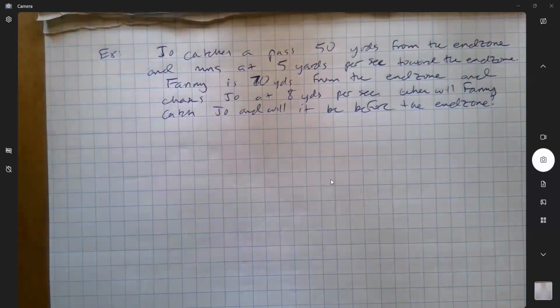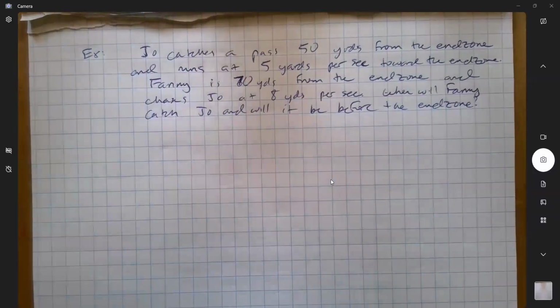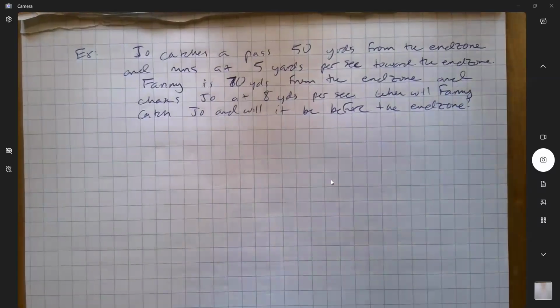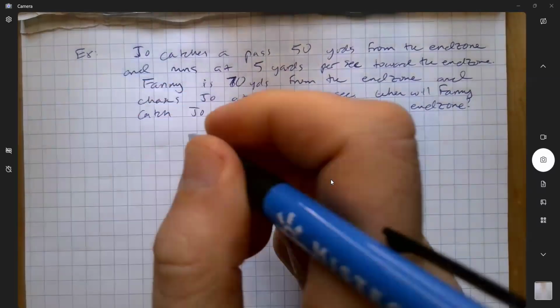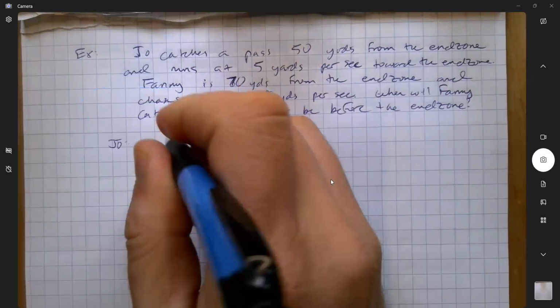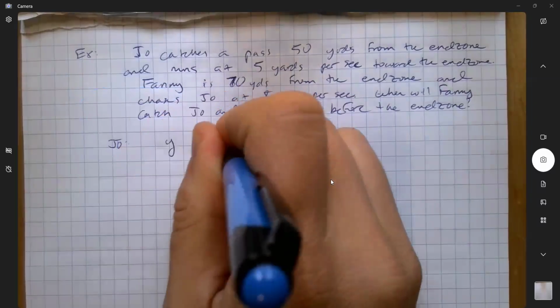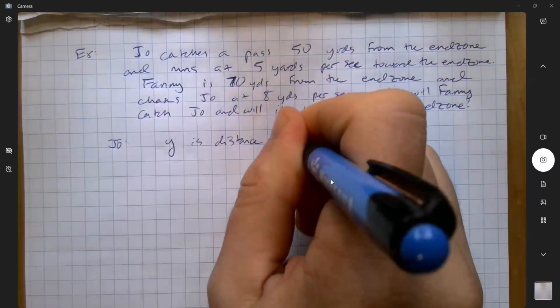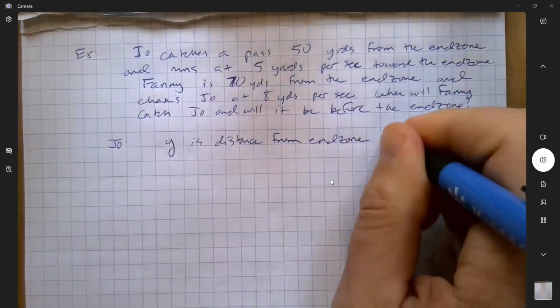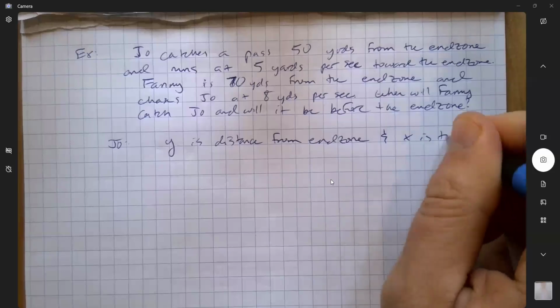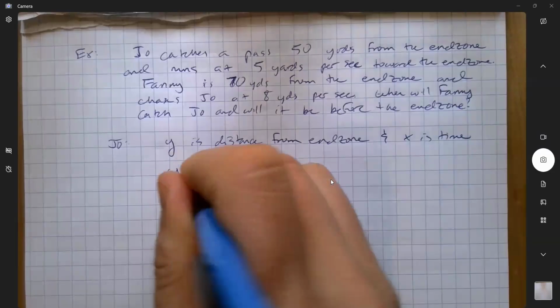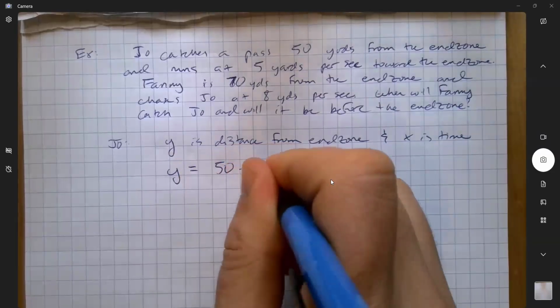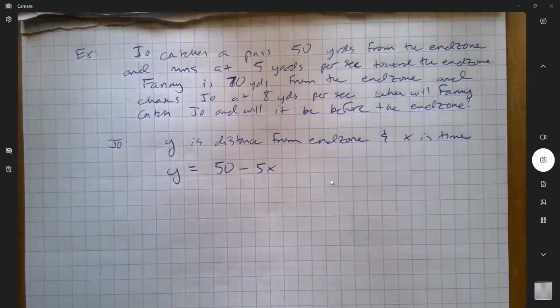So here we have a word question, and solving this by graphing would probably be an easy way to do it, but in order to do that, we need to convert it into symbols so that we can put it in Desmos, for example. So let's do the Joe equation first. Let's say y is the distance from the end zone, and x is time. And so Joe's distance from the end zone will be 50 yards minus 5 yards every second.